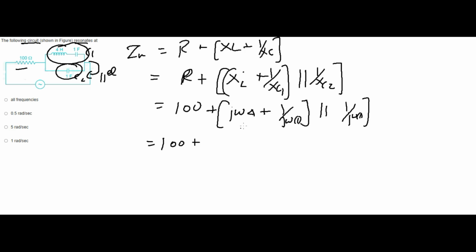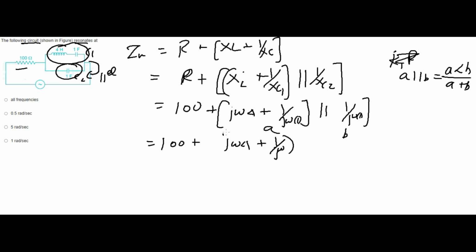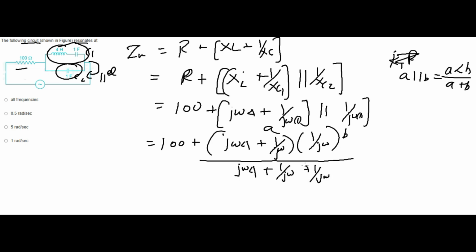If you substitute, this is A and B. I hope you already know that A parallel B means A into B divided by A plus B. That is the formula you have to write. So it is J omega 4 plus 1 by J omega, times 1 by J omega, the whole divided by J omega 4 plus 1 by J omega plus 1 by J omega. If we simplify, it will be equal to 100 plus 1 minus 4 omega square divided by J omega into 2 minus 4 omega square.